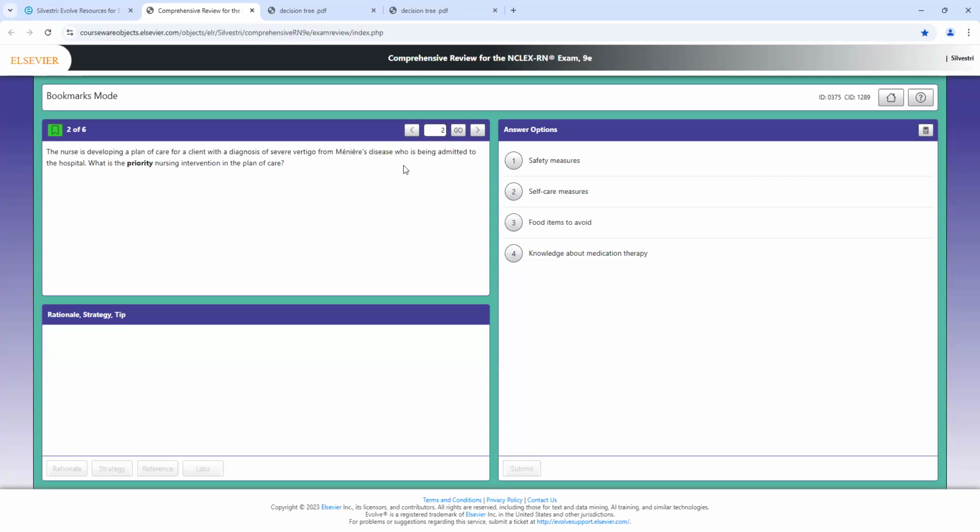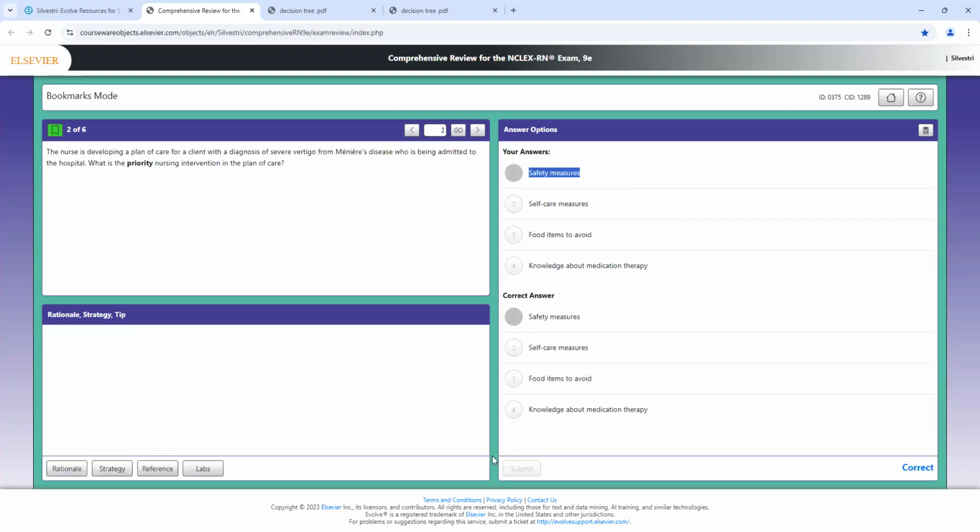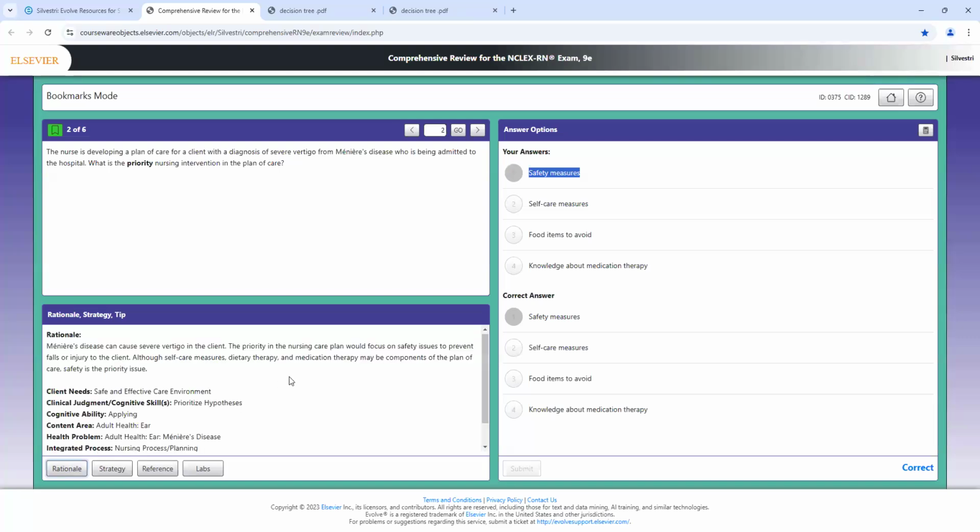Or are you going to be like, this dude is dizzy, and I need to put safety measures in place real fast so he doesn't get up and fall and bust his head open, to be very frank. So we know safety measures is going to be top priority, right? And if we could only do one thing and leave for this dude, we are going to make sure he doesn't fall and bust his head open. Okay. So Meniere's disease can cause severe vertigo. Now, let's say you didn't know what Meniere's disease was and the question didn't tell you they had severe vertigo. You could still use that tree and realize my top pick is going to be safety measures.